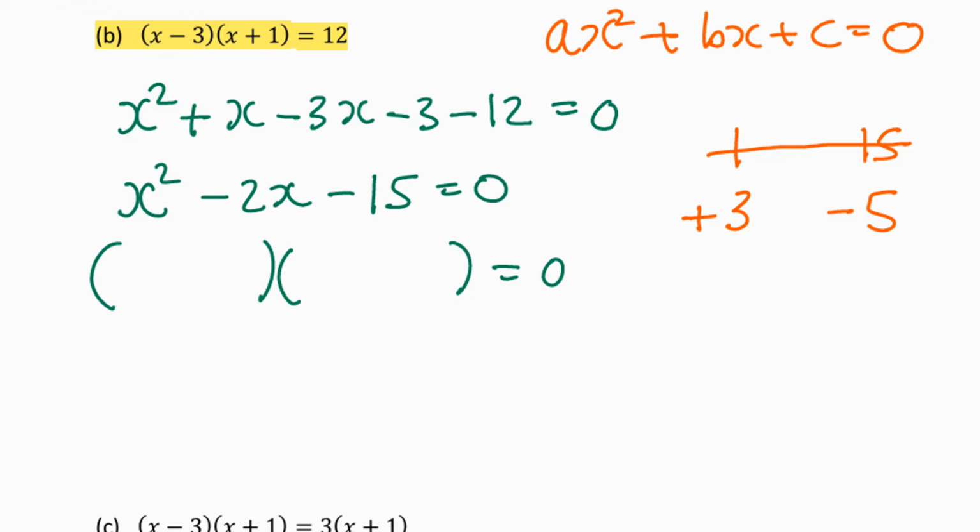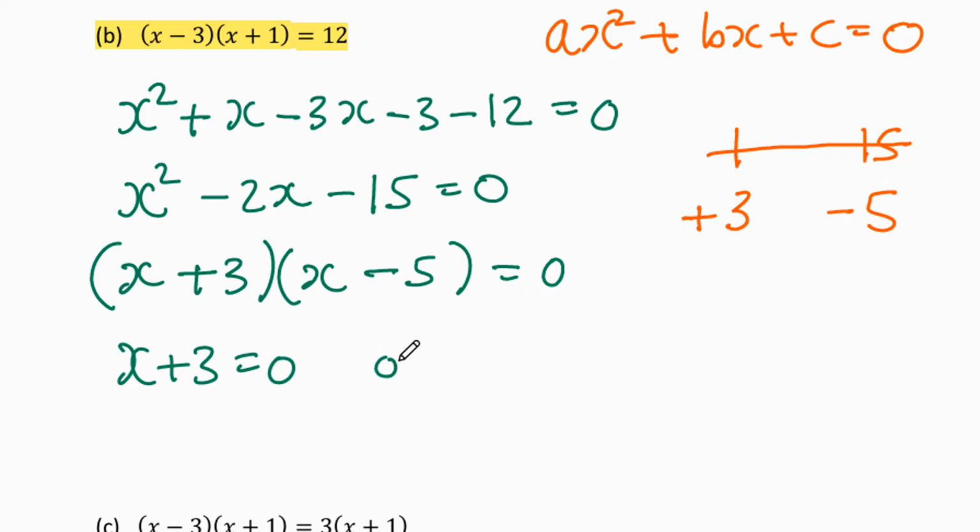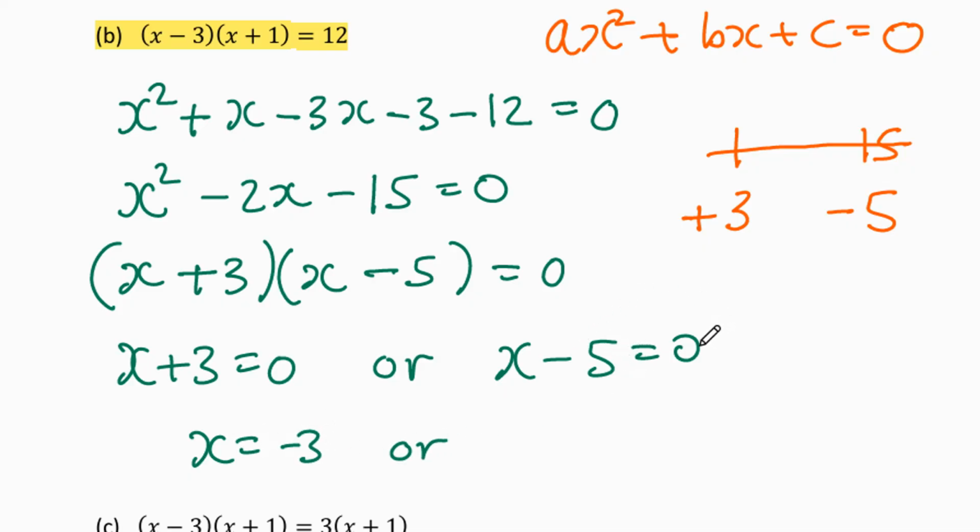Now we can fill in the brackets here. So x times x will give us x squared, and we're going to use plus 3 and minus 5. Then using the zero product rule, x plus 3 must be 0, or x minus 5 must be 0. And solving for x here, we can take the 3 to the right-hand side and it becomes negative 3. We can take the negative 5 to the right-hand side and it becomes positive 5.